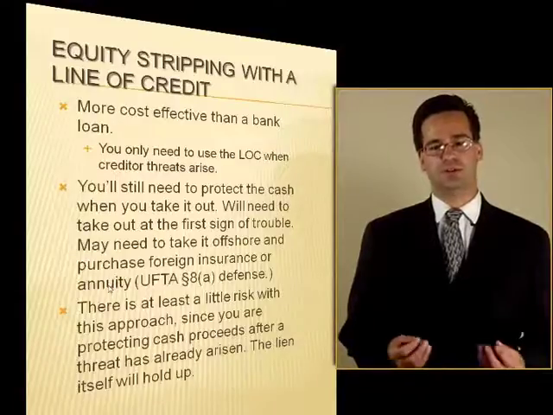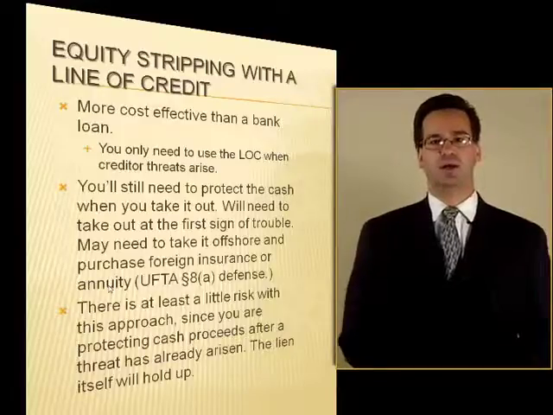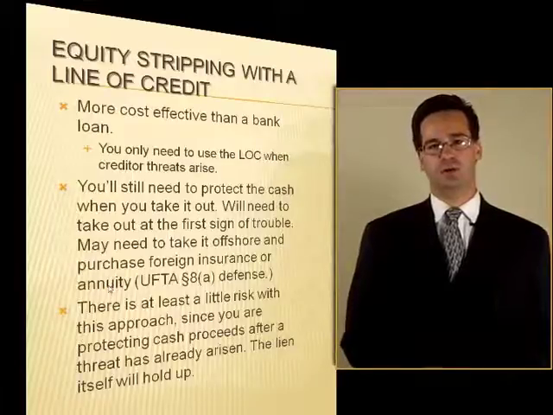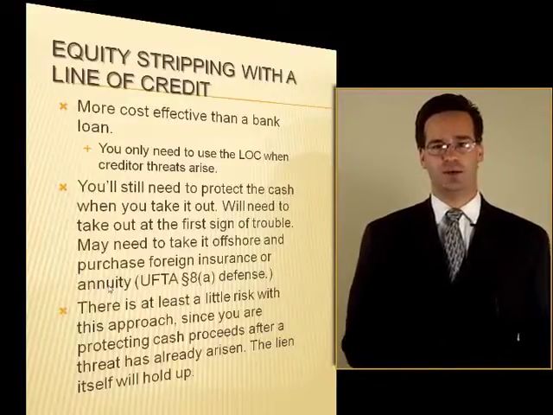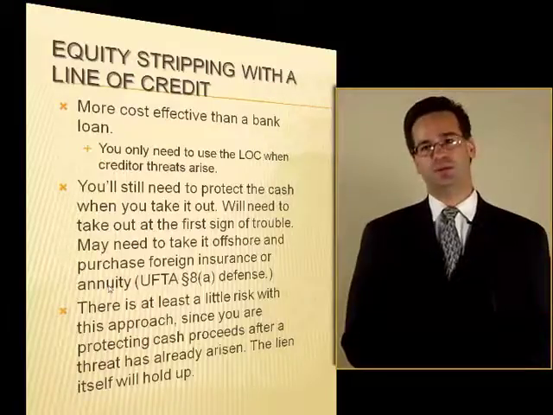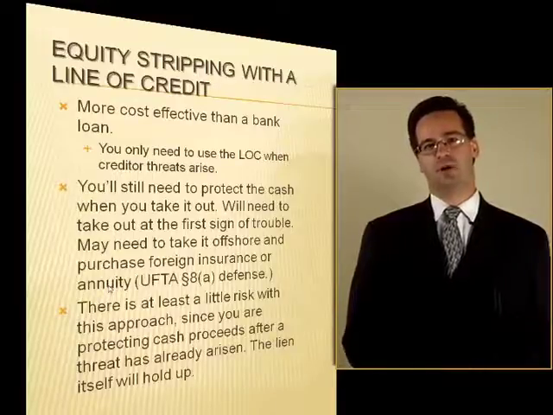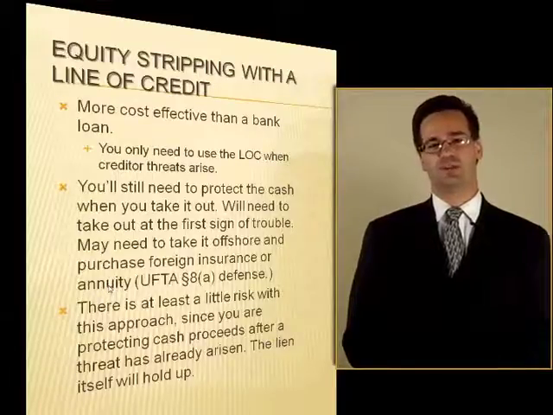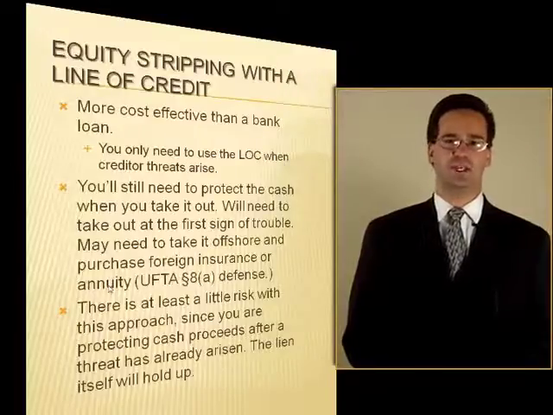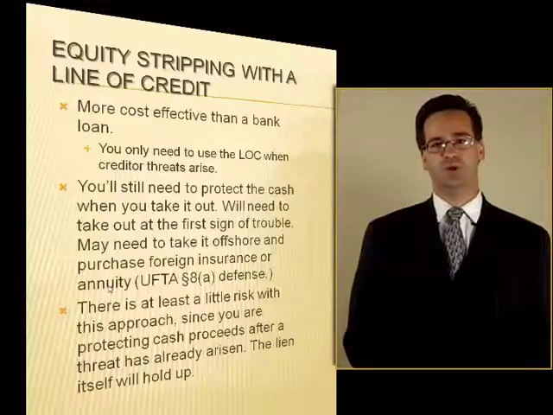The good news is, unlike a regular bank loan, you're not going to be paying a ton of money towards interest payments all the time. You only pay it when you know you're going to need to take out the line of credit, either because you want to or because you have a creditor threat coming down the line. Now, when you take that money out, you need to take it out at the very first sign of creditor trouble. There's a little bit of risk, fraudulent transfer risk, when you do that, and so you might need to take the money offshore or put it into some type of exempt policy.